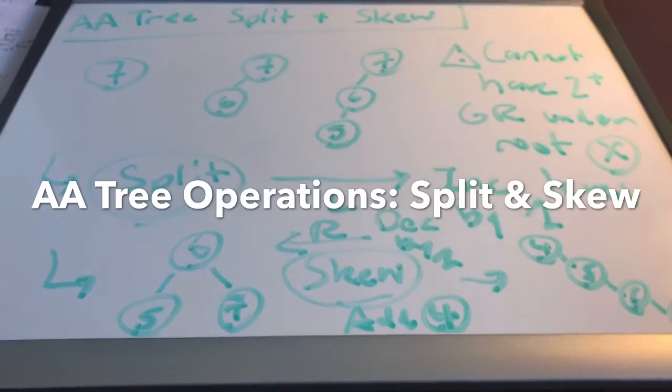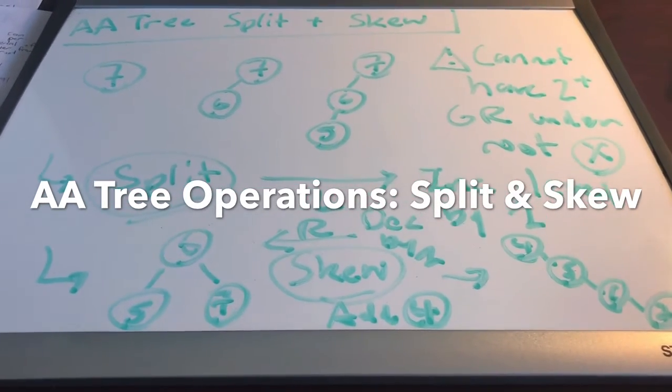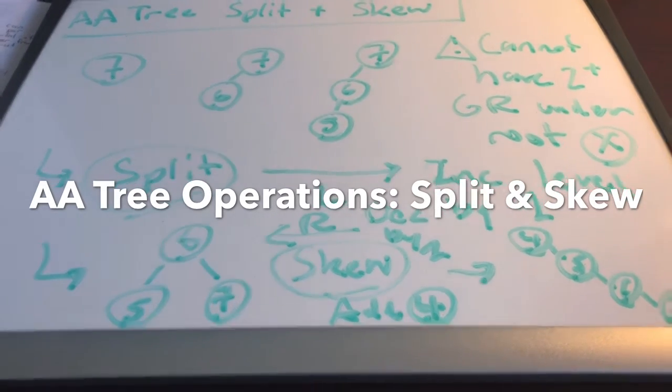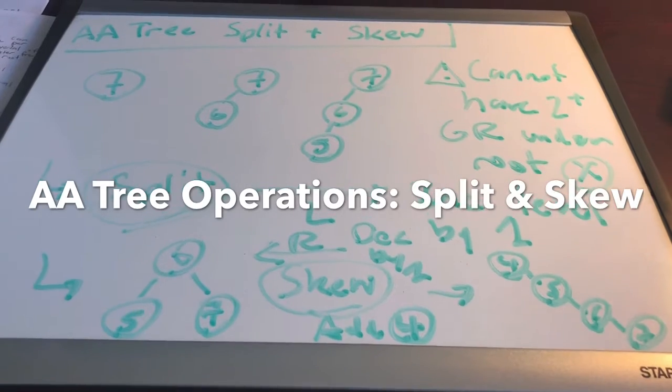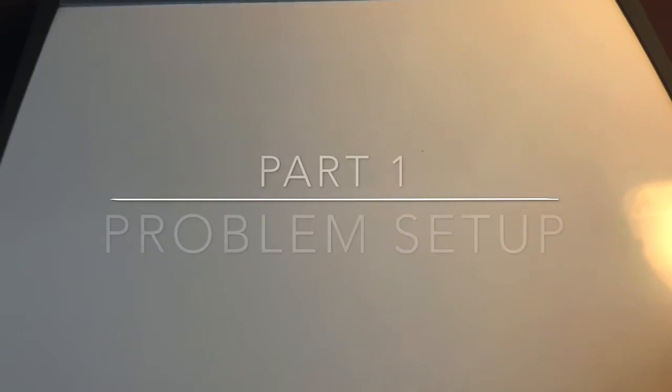Hopefully you'll see why split and skew is very important once we actually get to the problem set. But if you do not understand split and skew, I would highly suggest trying a few examples on paper or on the whiteboard or whatever you want. It's a very interesting operation in the AA tree. So here is the problem statement now.